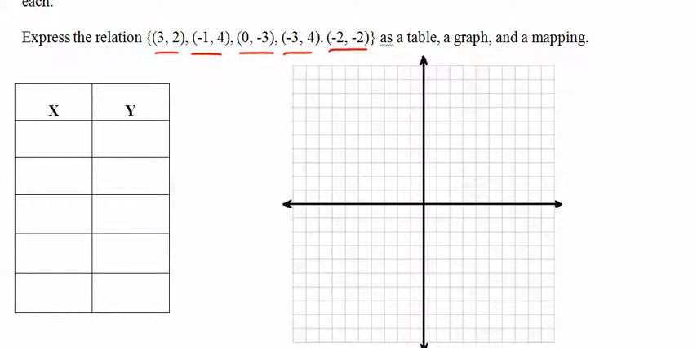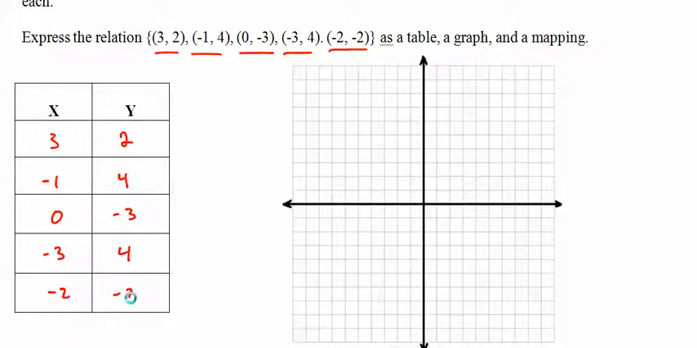So let's do it as a table. Well, it's as simple as it seems. It's just if you put in 3, you get out 2. Put in -1, you get out 4. A relation and a function, which is coming soon, is just a machine where I put in an x and I get out a y. Important to understand that.